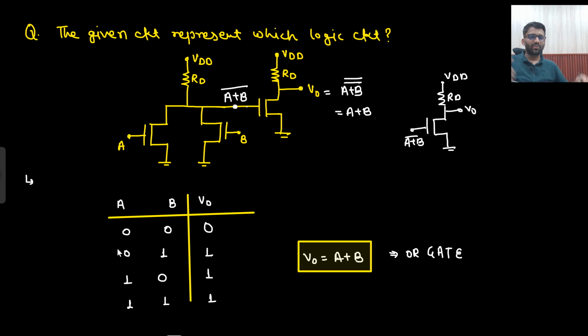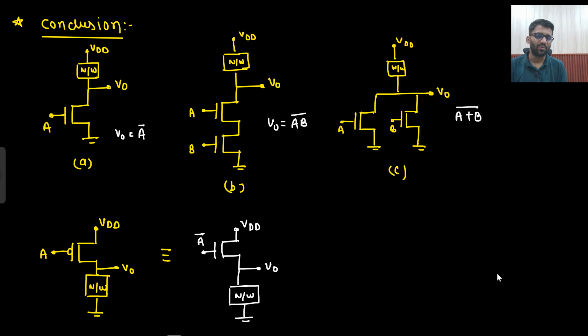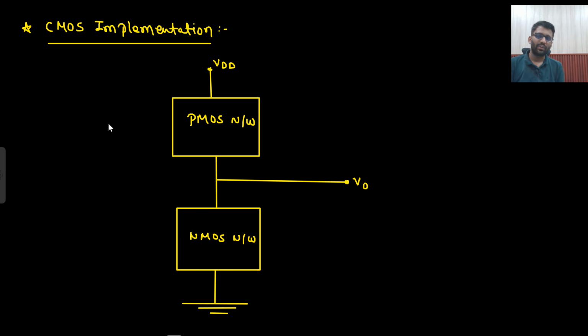If 7 to 8 inputs are coming, you are not going to make a truth table. There you need to look at parallel and series connections. That's why I wrote that conclusion; this will be used everywhere. What did I tell you? We will implement all circuits using CMOS. So this is our CMOS implementation.